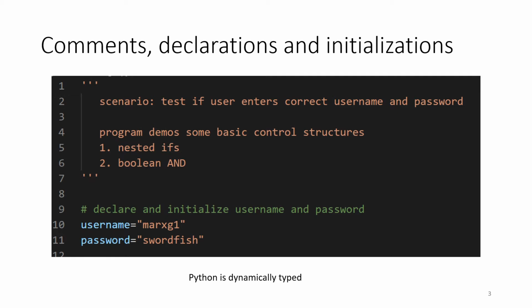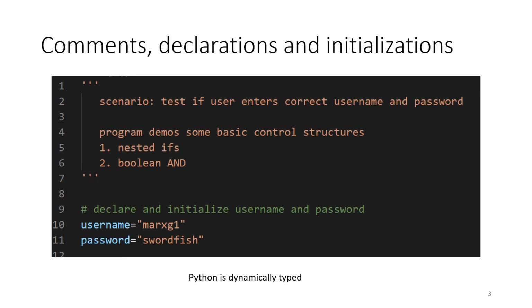We start off with a comment that says what our scenario is. We have a single user. That single user is going to log on to a terminal by entering a username and password, and then we're going to test to make sure the correct username and password were entered. We're going to do that twice, once using nested ifs and once using Boolean ands, as this program is really just a demo program of some basic control structures.